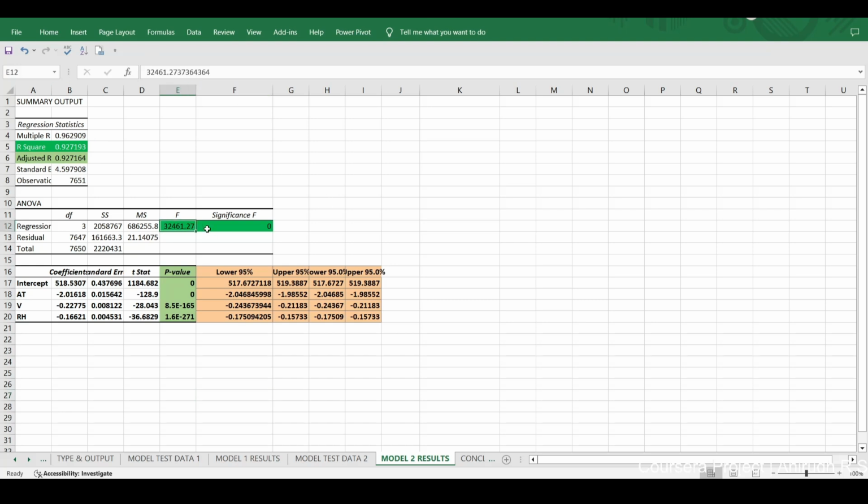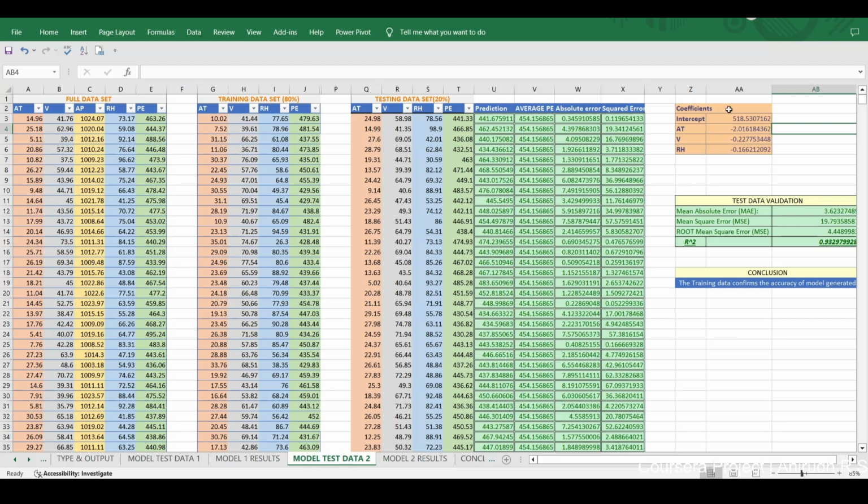And then we have a very high F score, a zero significance F, and you can see all the p-values are very close to zero, which means the null hypothesis is rejected and the contribution of the variables is very significant. We have the confidence interval, which does not include zero. And then we have all the coefficients here, which we'll use to now train our data set. The intercept is 500, which essentially means if AT is 0, V is 0, RH is 0, our predicted variable is 518.